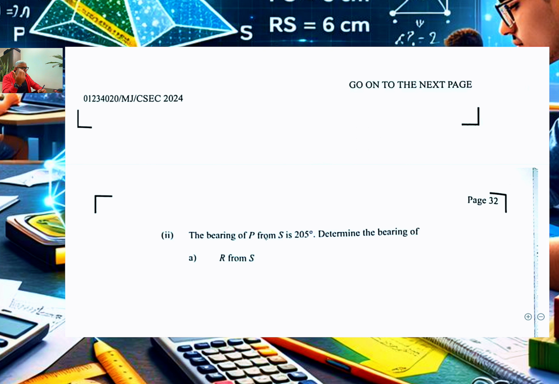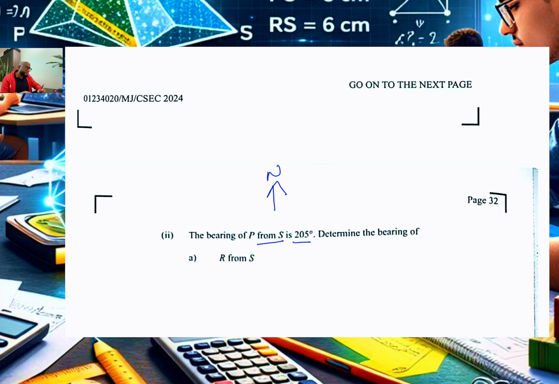What is the most important thing when you're dealing with bearings? Where you are coming from. We're coming from S. So that's where my north line is going to be. Wherever S is, that's where my north line goes. And they said this bearing is 205. Determine the bearing of R from S, right?